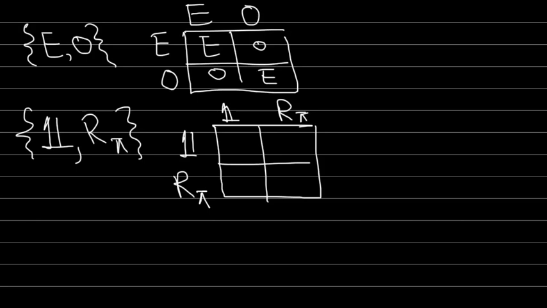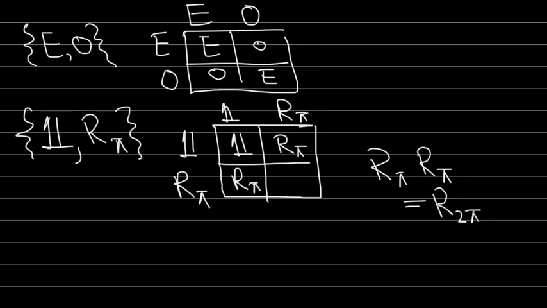Now you have identity times identity is identity. Over here we would have r pi, here we would have r pi, over here we would have r pi, and again r pi, which is the same as r 2 pi, and if you do a rotation of 2 pi, you go back to the original structure, so that means that we would have identity over here.